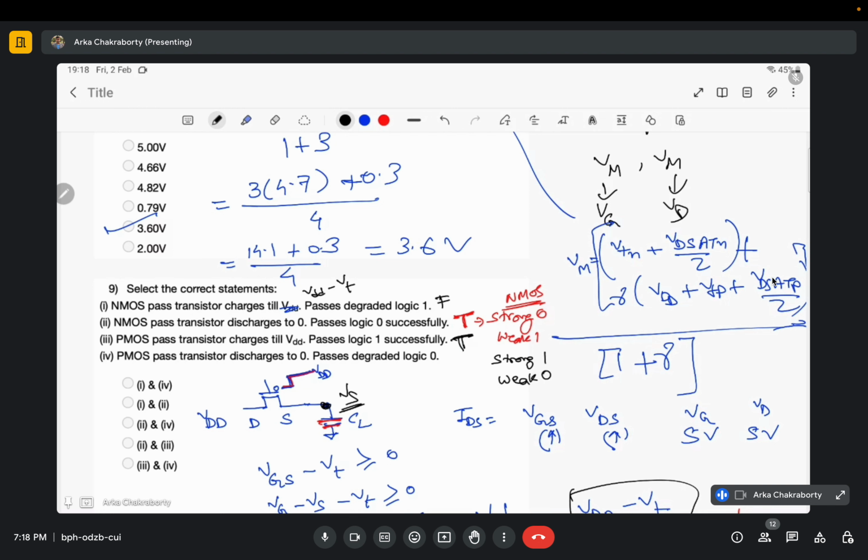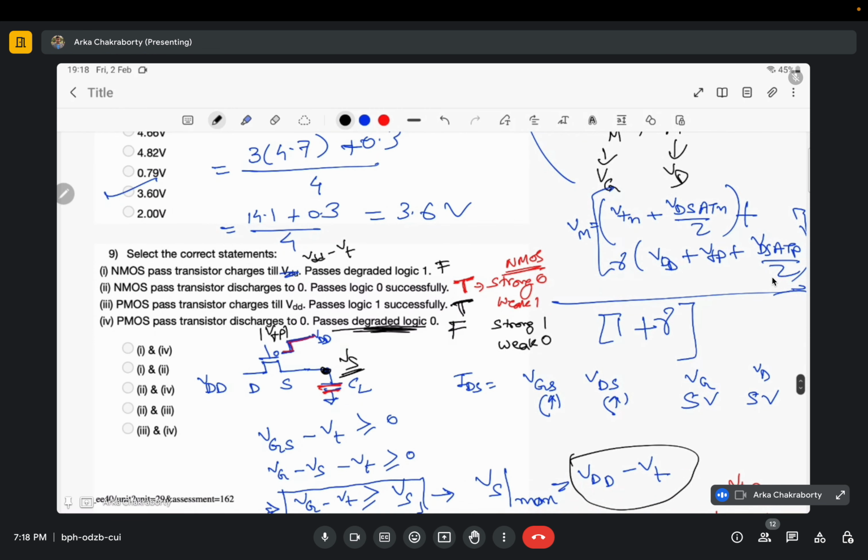PMOS pass transistor discharges to 0, passes degraded logic 0. It is true that it passes degraded logic 0, but it doesn't discharge to 0, it discharges to mod of VTP. So it is false. So the answer is only 2 and 3 are correct. Only 2 and 3 are correct. Got it?